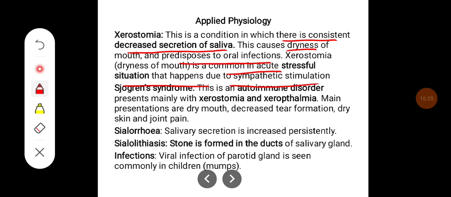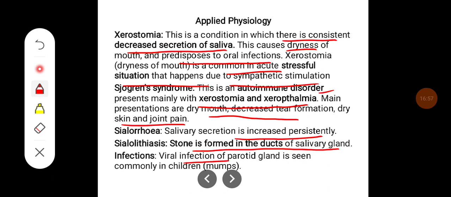Sjogren syndrome is an autoimmune disorder presenting mainly with xerostomia and xerophthalmia. The main presentations are dry mouth, decreased tear formation, dry skin, and joint pain. Sialorrhea is a persistently increased salivary secretion. Sialolithiasis is a stone formed in the ducts of salivary glands.